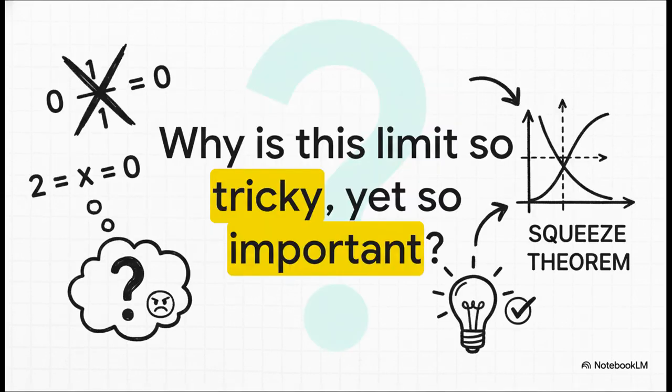So why is this such a big deal? I mean, why can't we just plug in 0? Well, let's try it. If you plug in x equals 0, you get sine of 0 on top, which is 0, and you get 0 on the bottom. So 0 over 0. And in math, that's what we call an indeterminate form. It basically tells us absolutely nothing. We're stuck. We need a much cleverer way to figure this out.